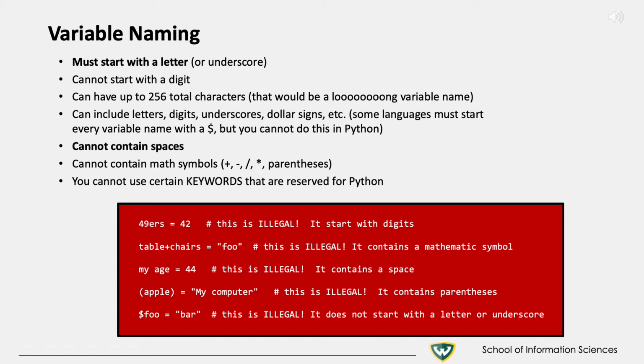Dollar sign foo equals bar. This is illegal because you cannot start with the dollar sign. Although it's allowed in languages like PHP and expected, Python does not work that way, so you cannot start it with the dollar sign. You can have a dollar sign at the end, if it was foo dollar sign equals quotes bar close quotes. That would be fine, but you cannot start with the dollar sign. So remember these rules.